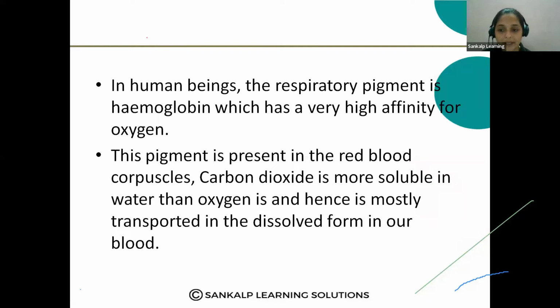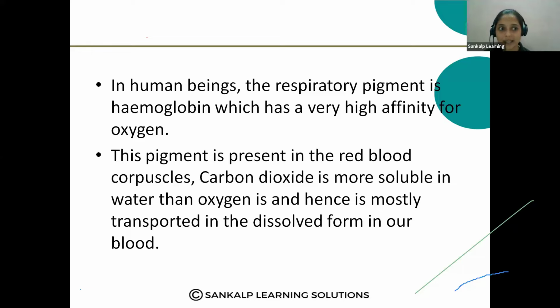So in human beings, oxygen is carried by the red blood cells. Red blood cells have a special pigment called hemoglobin. You know that red blood cells, RBC, contain the hemoglobin that is able to carry the oxygen to different parts of the body. And how is the carbon dioxide carried?